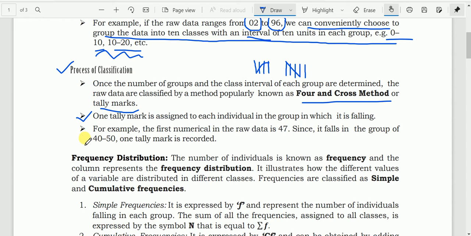For example, the first numerical in the raw data is 47, and since it falls in the group of 40 to 50, one tally mark is recorded. So we have a numerical value of 47, and since 47 is coming under the class 40 to 50, we have to record one tally mark in the class 40 to 50 as follows.